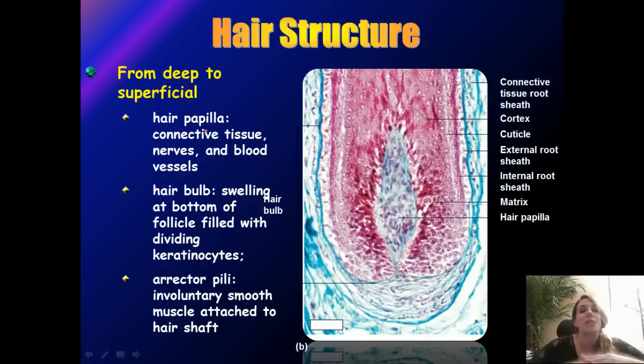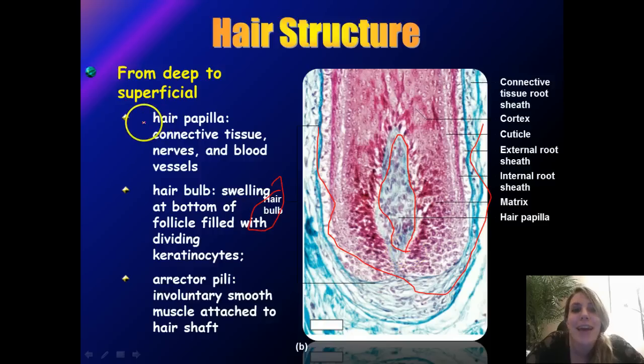So going from deep to superficial. This whole structure around here is your bulb. So there's your hair bulb. Inside of it, right in the middle, so right here, notice that kind of looks like a nipple. So that is a hair papilla.